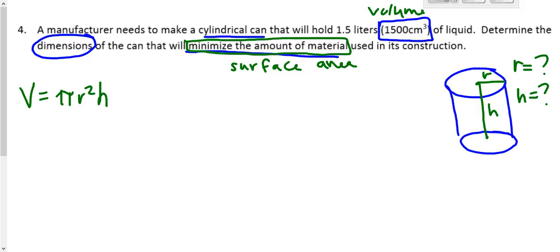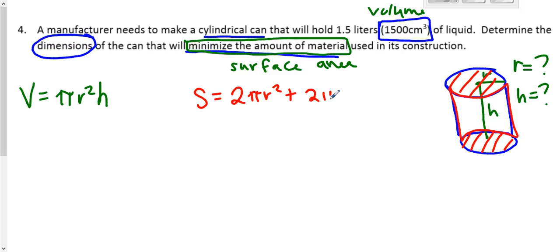And surface area, we'll call that S. Surface area is all the things that are on the outside of the can. So we have top and bottom circles, so we have two of those, and the area of a circle is pi r squared. We need to add the area of the sides, which will be a rectangle when you flatten it all out, which is the circumference of a circle times height. The circumference of a circle is 2 pi r times our height.